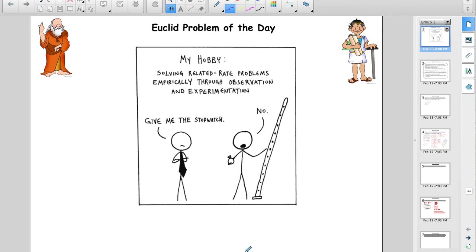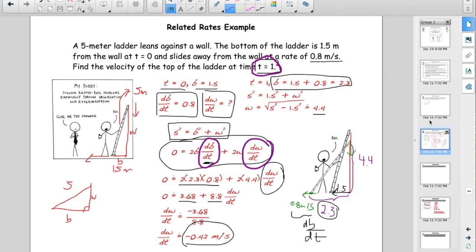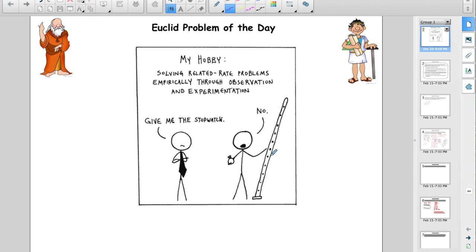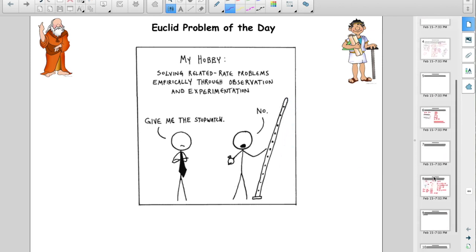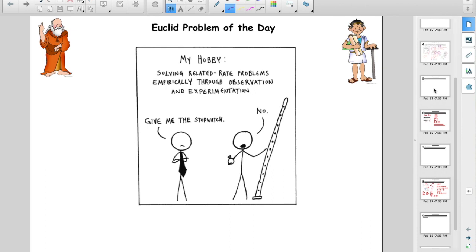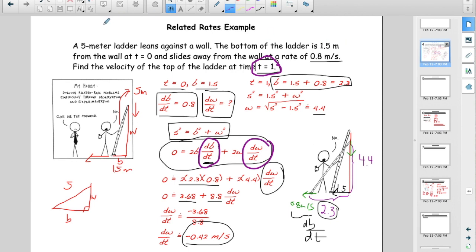So rather than actually doing the algebraic solution, which we did over here, this person has decided that maybe it's just easier to set a ladder up and pull it out at the specific rate and have it drop down and then measure what that happens to be. I'm not convinced that would at all be easier.